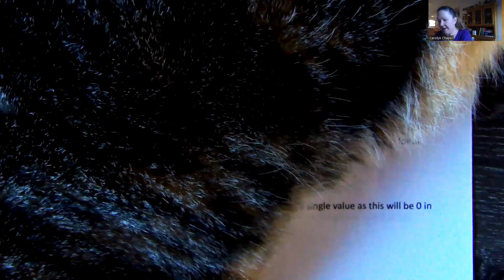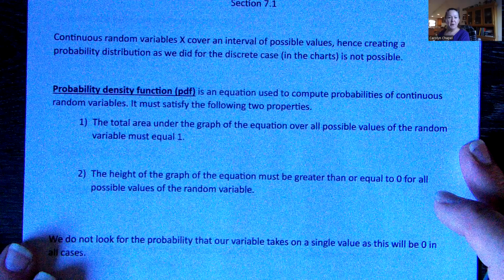Oh, there's my cat. I got him to move though, so we should be good.